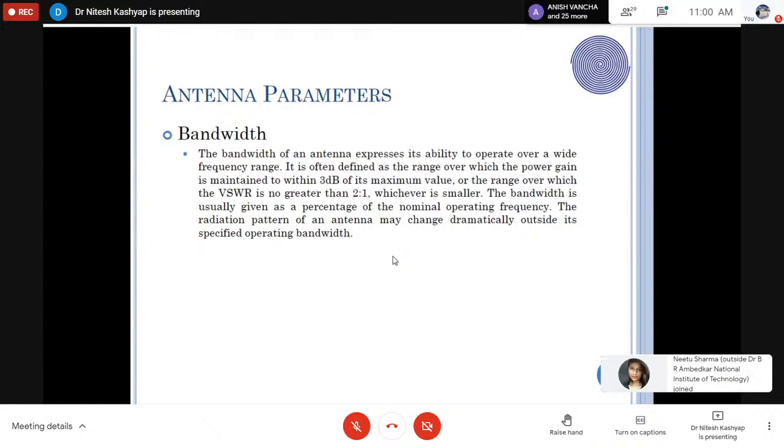The radiation pattern of an antenna may change dramatically outside its specified operating bandwidth. Other than that, if the return loss is minus 10 dB, that is equal to a VSWR of 2. So we can define the bandwidth with both parameters, the VSWR as well as the return loss.